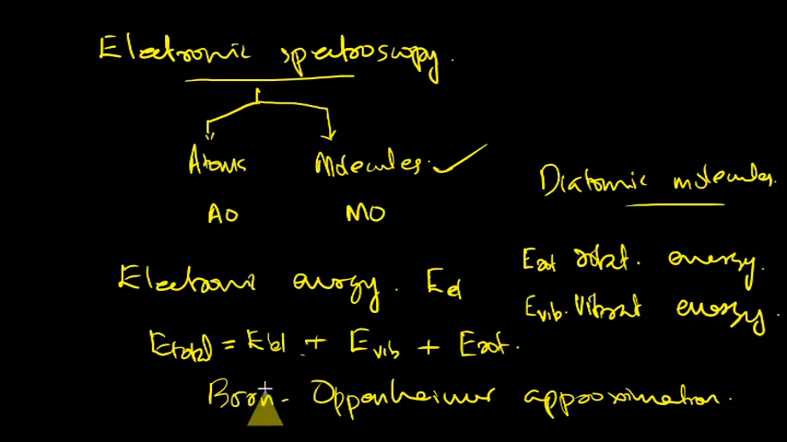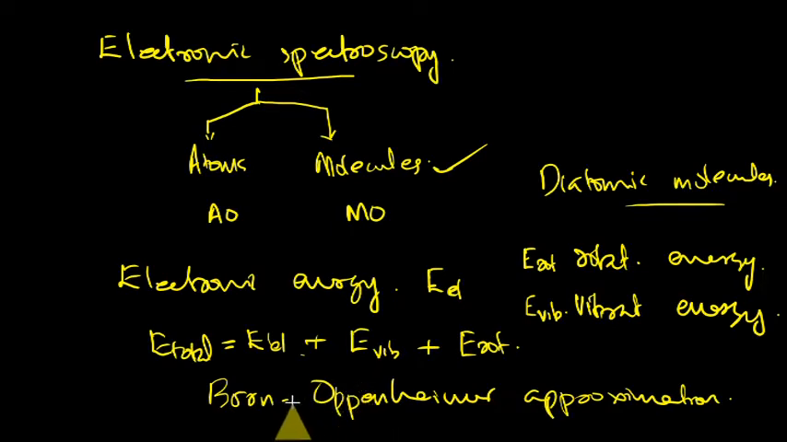At this moment, I have to say that in many textbooks, perhaps this Born-Oppenheimer approximation is misinterpreted. In some textbooks I have seen, it is stated like E total is equal to E electronic plus E vibrational plus E rotation, and E rotation is very small, therefore we can take E electronic plus E vibrational. That is written as the Born-Oppenheimer approximation. But that is not the Born-Oppenheimer approximation.